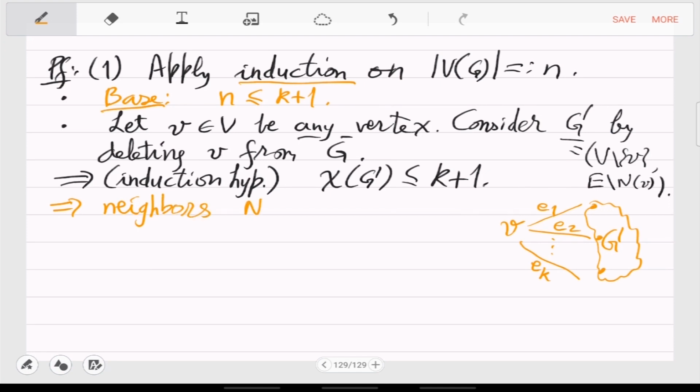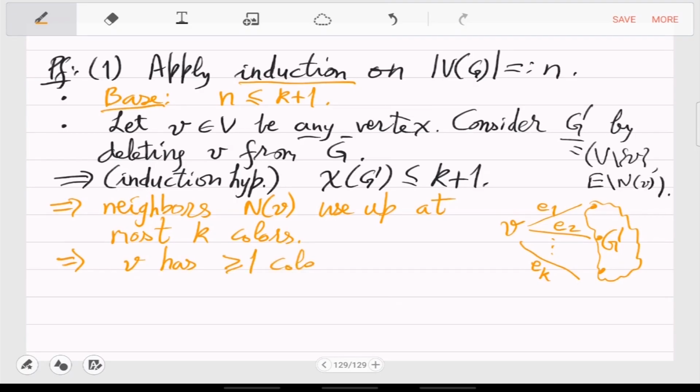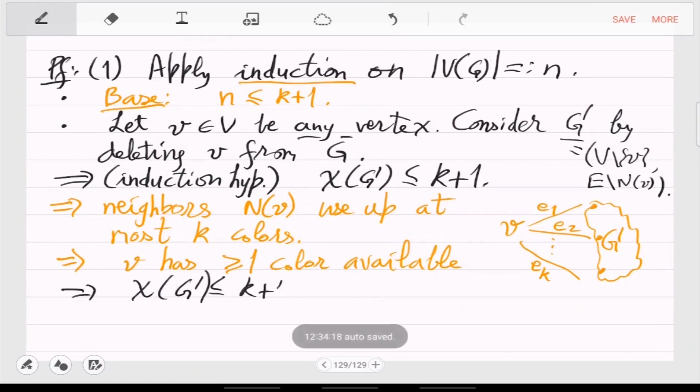So neighbors N of v use up at most k colors, which means that v has greater than or equal to one color free, or available. Hence you deduce that chi of G is also less than or equal to k plus 1. Is this clear? Okay, so simple induction and you get the result.